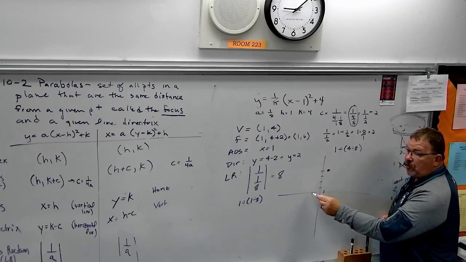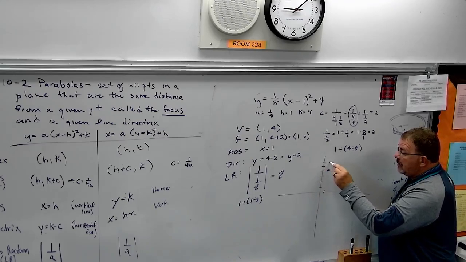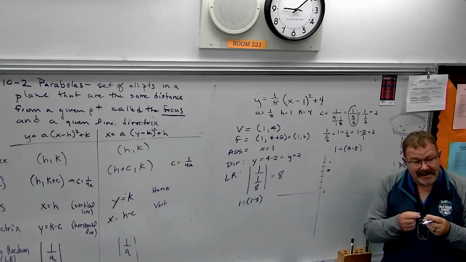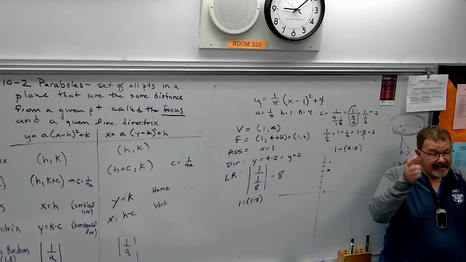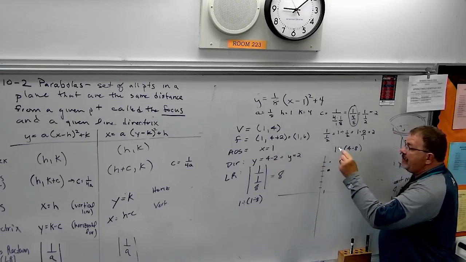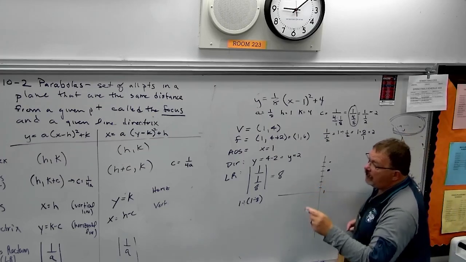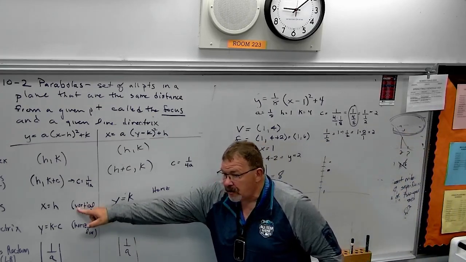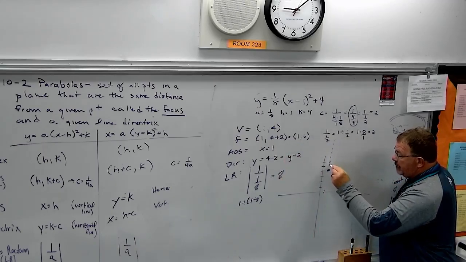Our focus is 1, 6. Over 1, up 6. Remember, our focus is like the light bulb I was talking about inside the parabola. It's going to always be inside that parabola. Okay? Our axis of symmetry, x equals 1. Notice I rewrote here yesterday that it's a vertical line. So I just go to 1 and I draw a line right through it.